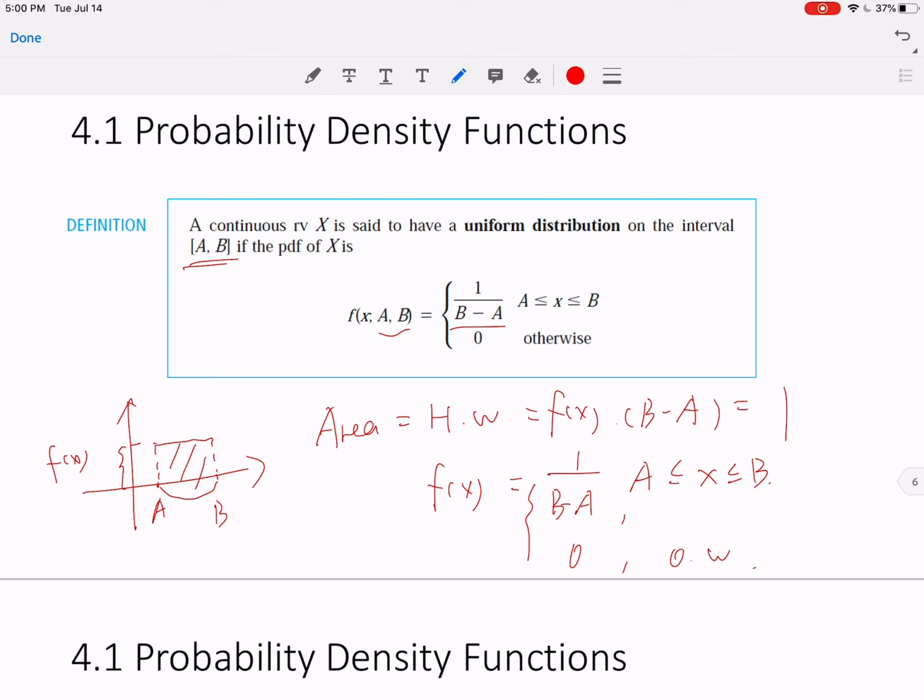Once you have the interval, you can find the PDF of the uniform distribution directly by doing this kind of calculation. It's very easy. Just always keep this in your mind: if you are dealing with a uniform distribution, the area of the rectangle is always equal to 1. And that's how you find the PDF of a uniform distribution.